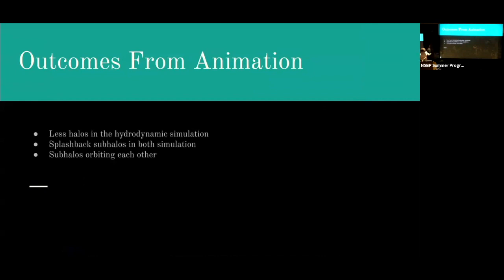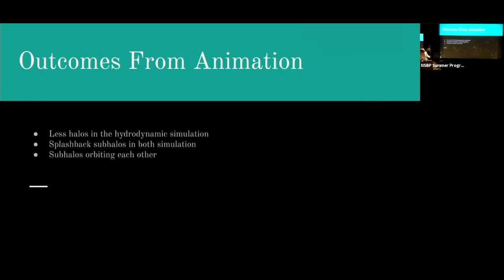Okay, so as you can tell, as I said before, there's fewer halos in the hydrodynamic simulation. There's this phenomenon called splashback, which was originally thought not to happen in these dark matter halos, but over time we found that it could happen. That's when a dark matter halo enters the virial radius at some point in time, and later in time, it leaves the virial radius. And so we call that splashback. And another thing, as I talked about earlier, subhalos can orbit each other, right? Because of the gravity interaction, they can orbit each other also.